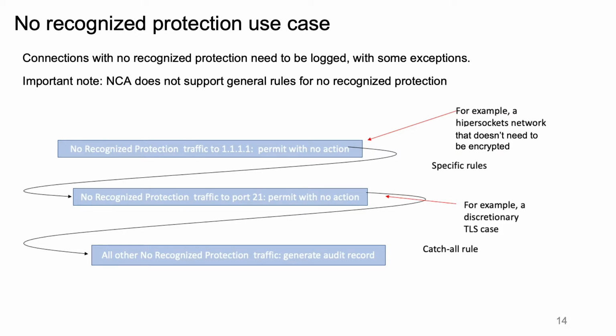One example of a use case in which clear text might be acceptable is a HiperSockets network. Since this network is completely contained within a CEC with no external access, you might decide the traffic there does not require protection. So you might write a no recognized protection specific rule permitting, with no action, connections to or from the HiperSockets network, as shown in the first rule here.